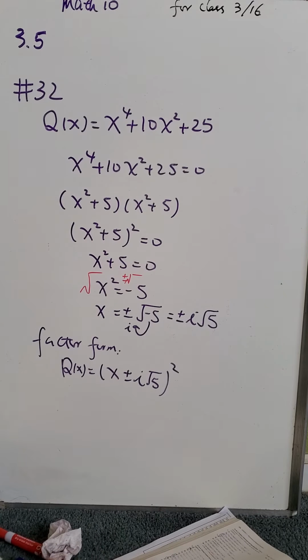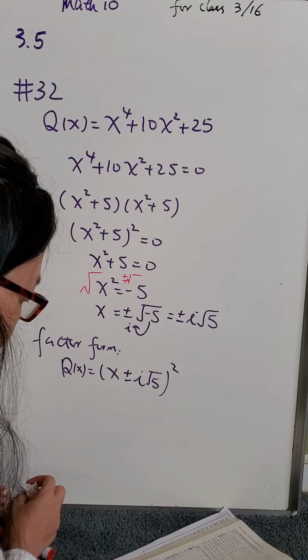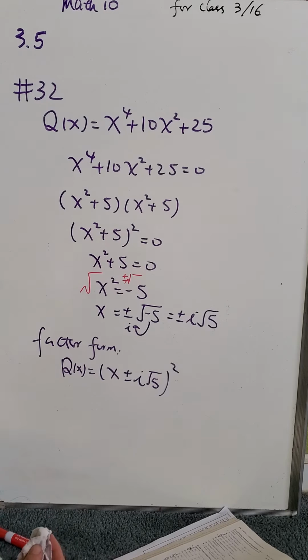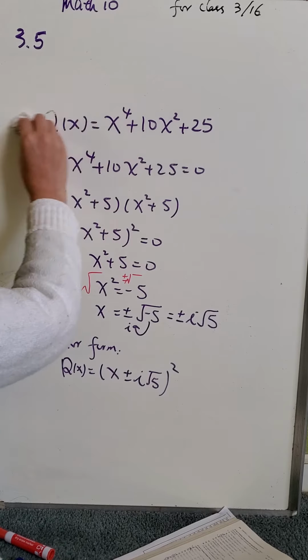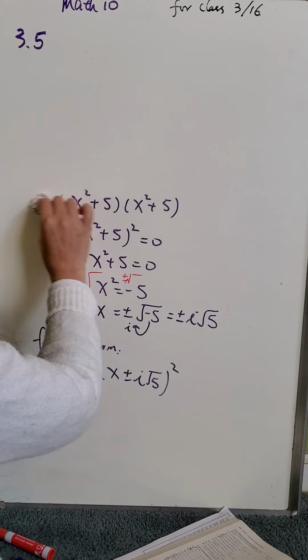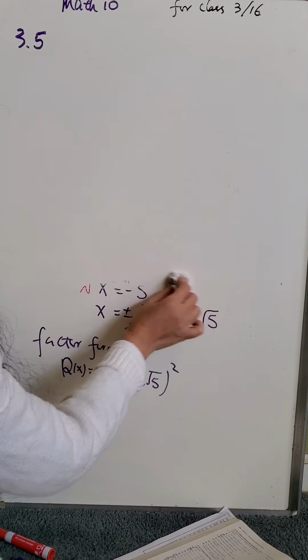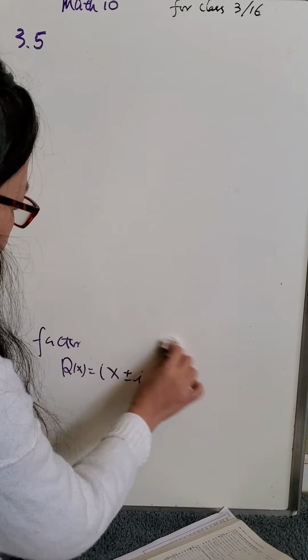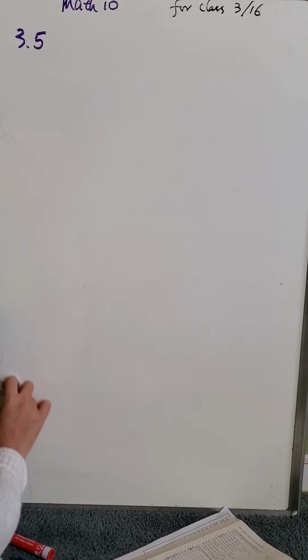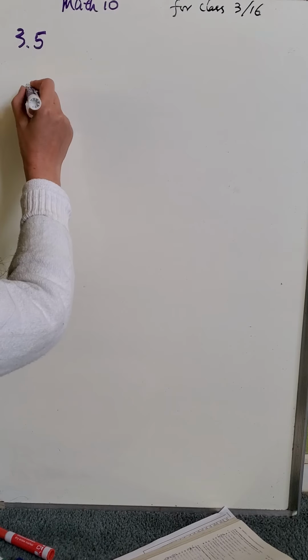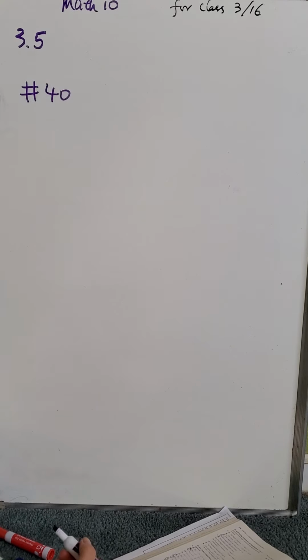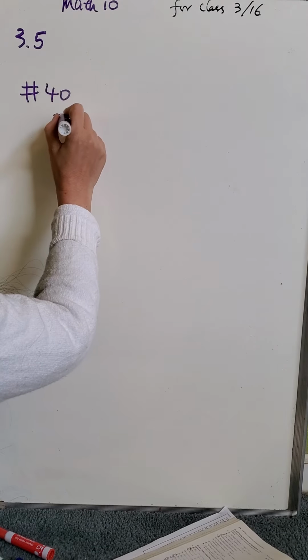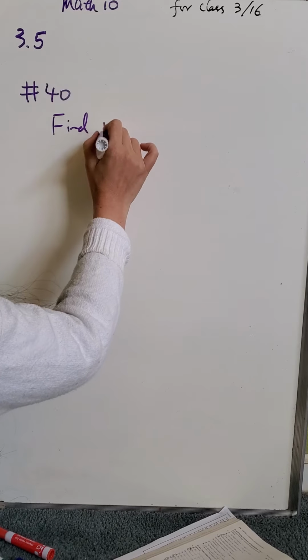And the last number we're going to do is to learn how to go backward. If I give the solution, we go back to find the polynomial. So we did one of those in 3.3 last week, when we were still in school, okay? So now we're going to do problem number 40. This time they said find the polynomial, okay?